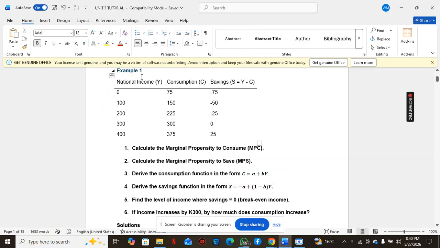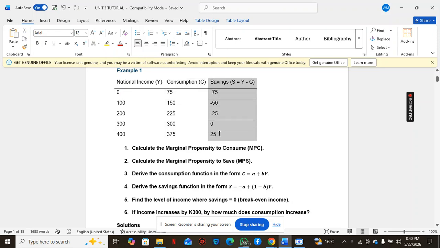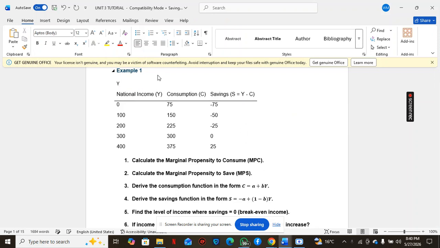All right, so we have example one here. We have our national income, the consumption, and the savings. Remember, all of this comes from the formula Y (income) equals consumption plus savings. So we've got these questions which we need to look at.